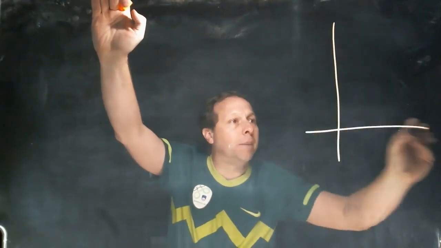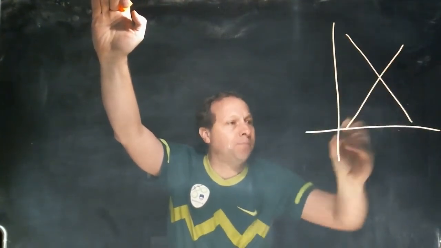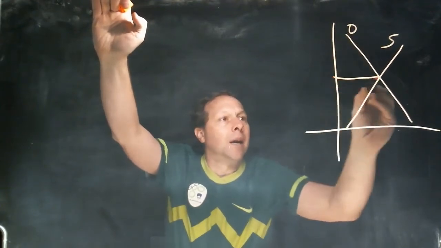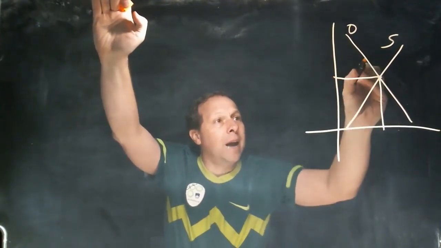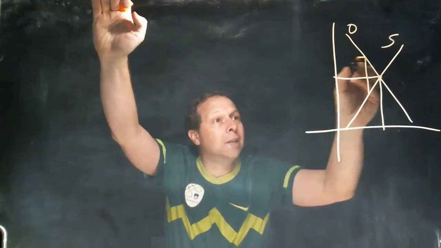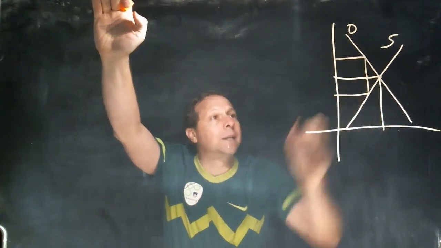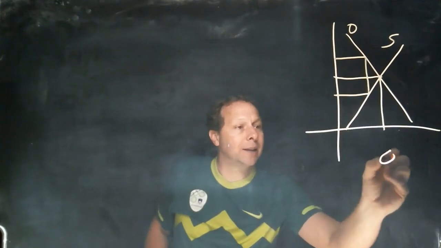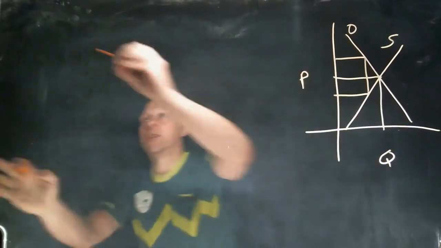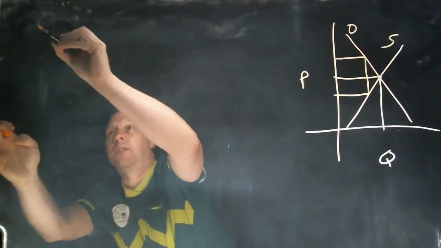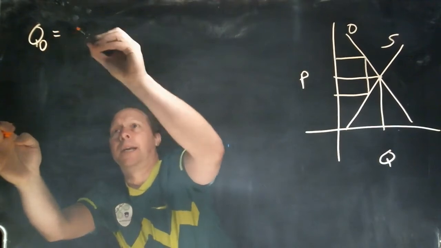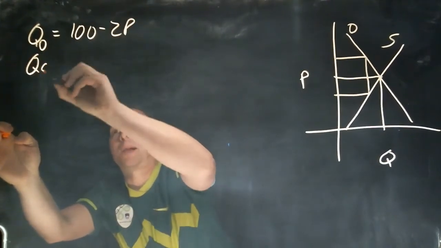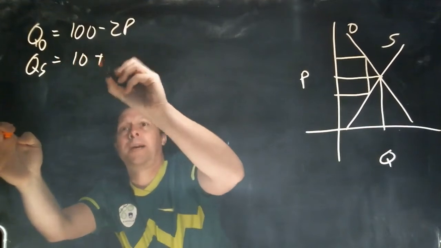In the supply and demand graph, we have a supply. Here, we have the demand, equilibrium, price, and quantity. And a tax puts a wedge in between what demanders pay and what suppliers get. So we were working with the equation quantity demanded equals 100 minus 2p, and quantity supplied equals 10 plus p.